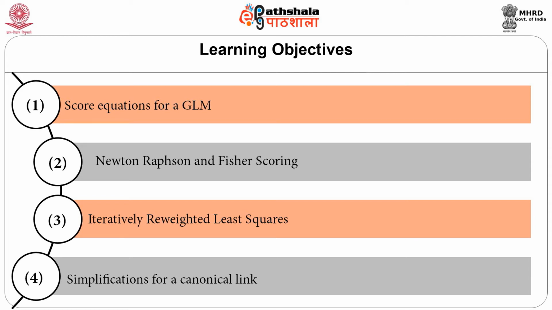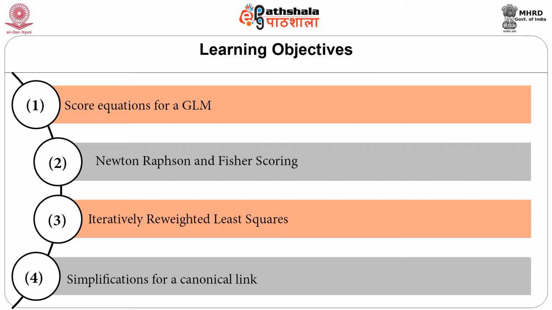The technique is something which we use for solving the score equations for the generalized linear model, and in this module I'm going to go into the exact steps and simplifications in case we have a canonical link. The learning objectives for this module: first, we will revisit the derivation of the score equations for the GLM. We derived this in the earlier module. Next, we shall look at means of solving these score equations using two algorithms, the Newton-Raphson and a variant called Fisher scoring.